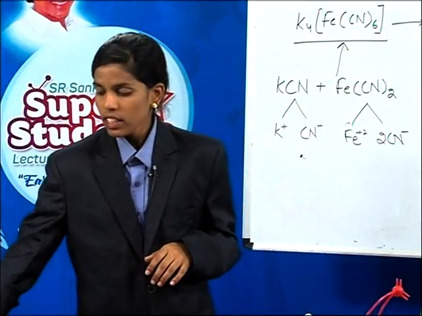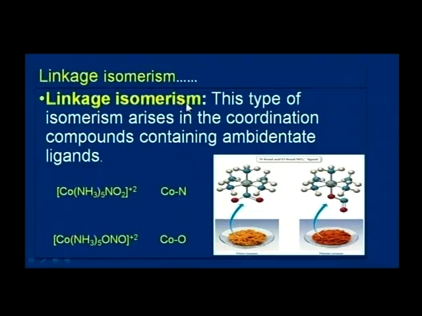Friends, here we can see clearly linkage isomerism. This type of isomerism arises in coordination compounds containing ambident ligands. We already discussed what an ambident ligand is. It is a monodentate ligand which has 2 different donor atoms. See friends, here these 2 compounds have the same molecular formula, but here the ligand is NO2 and here the ligand is ONO. Here we can observe that nitrogen bonds with the central metal atom, that is cobalt, whereas here oxygen bonds with the central metal atom, that is cobalt.